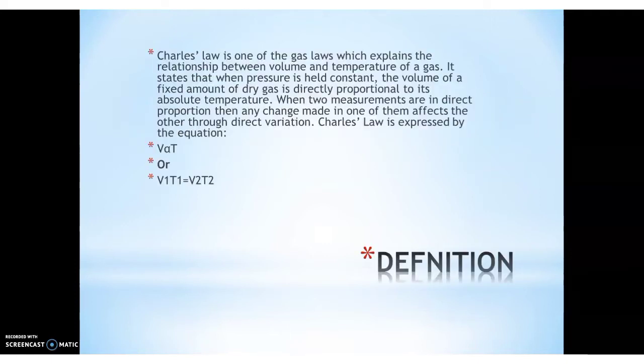What is the definition of Charles' law? It states that at constant pressure, the volume is directly proportional to the temperature. We can represent it by the equation V ∝ T. That is, if volume increases, temperature also increases; if volume decreases, temperature also decreases. Or, if we change this proportionality by multiplying with a constant K, we can also represent it as V1/T1 = V2/T2.